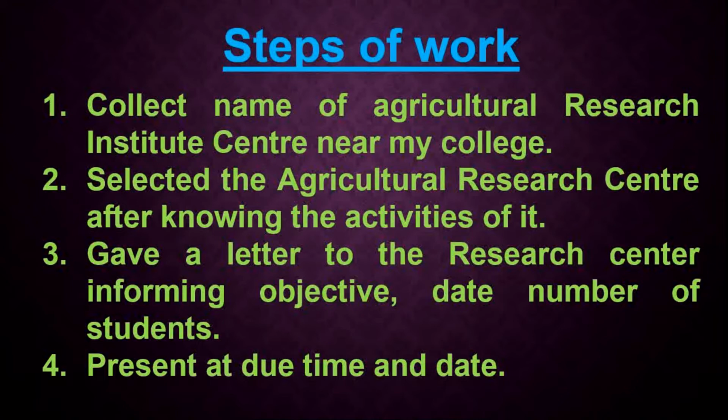What are the activities of this institute? So you have to select the Agricultural Research Center after knowing its activities. Number 3, give a letter to the research center informing the objective, date, and number of students. You have to give a letter to this institution, because if you do not give any letter, the institution is not informed about this experiment, the number of students, the objectives and the date.